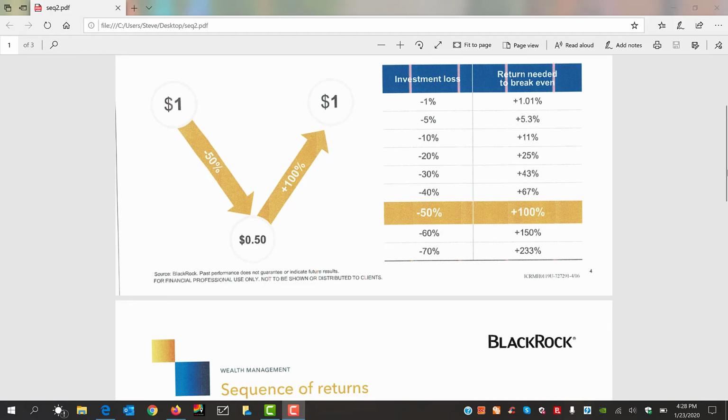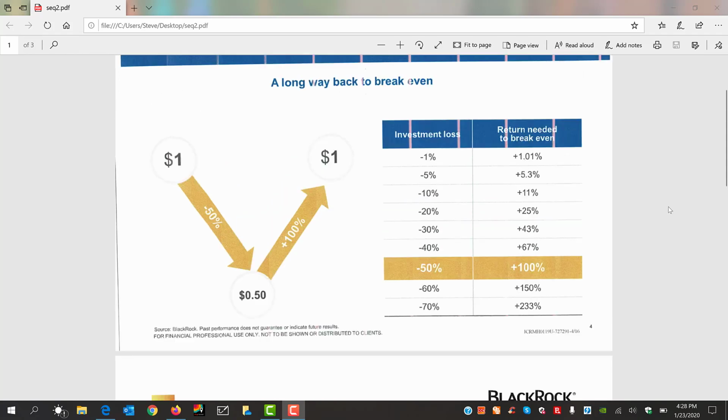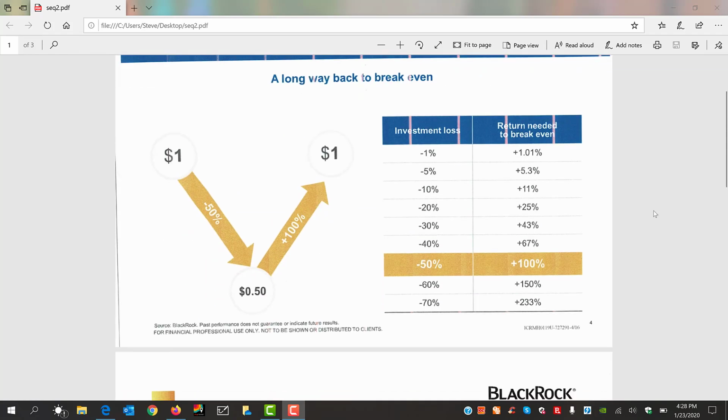This is the chart I show clients. This is the arithmetic of losses. So what this shows is your investment loss. If you lose 50%, you have to make 100% to get back just where you were. So it's not a dollar for dollar thing. If you lose a lot of money, you have to make a lot more to get back where you were.